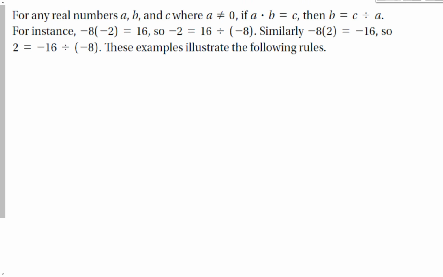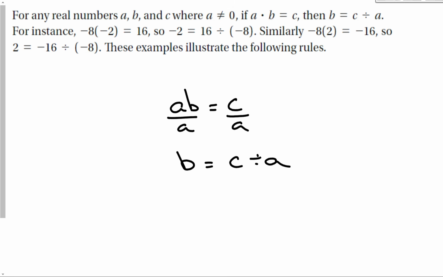So for any real numbers a, b, and c, where a is not 0 and a times b is equal to c, then b is equal to c divided by a, right? If we look at that as an equation, a times b is equal to c. If I divide both sides by a, we get that b is equal to c divided by a. Okay? And this notation is not the best. In fact, it's very poor and can be confusing.